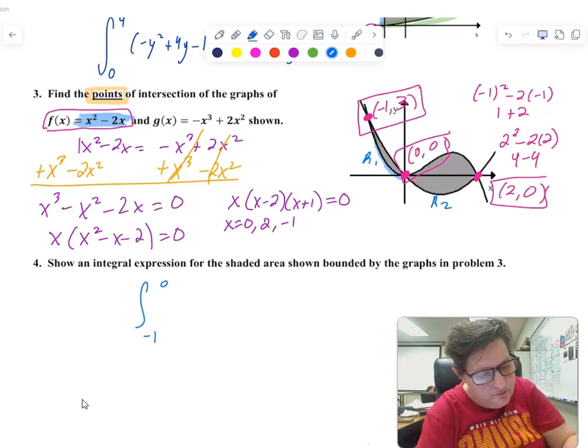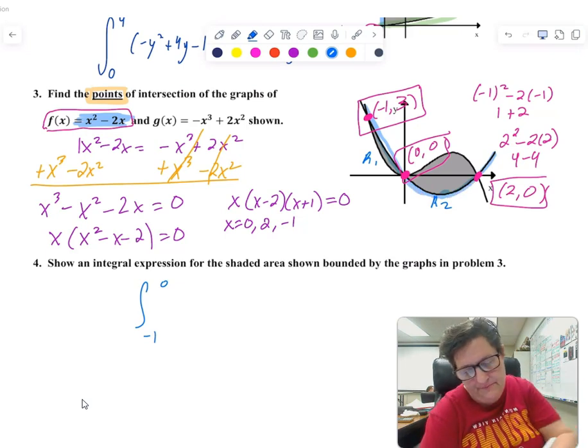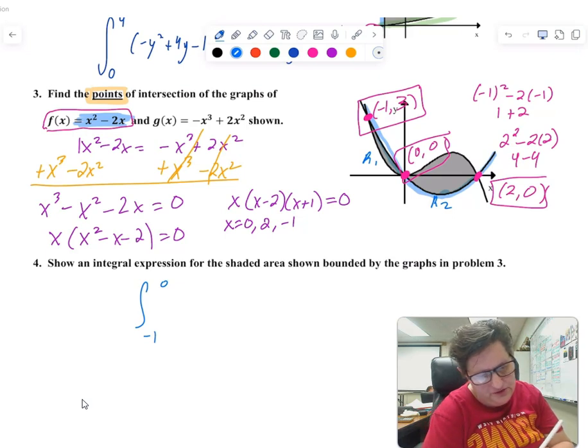I think that's the cubic. So I know this is the parabola right here. The one I marked in blue is the parabola. That one's a little tricky to see. So, all right, I'm going to start region 1 with the parabola being on top.